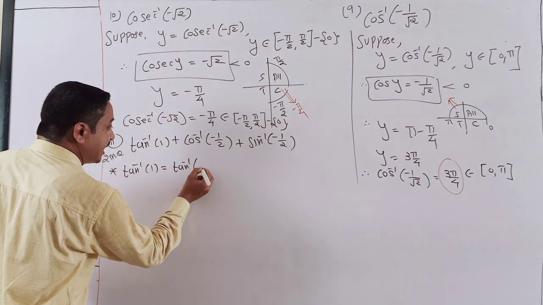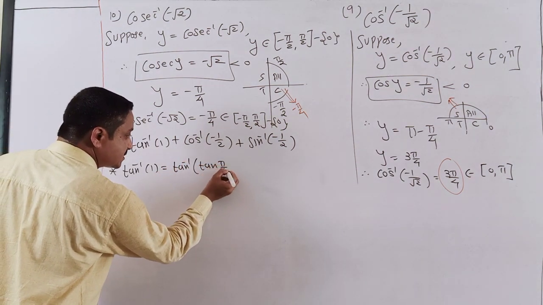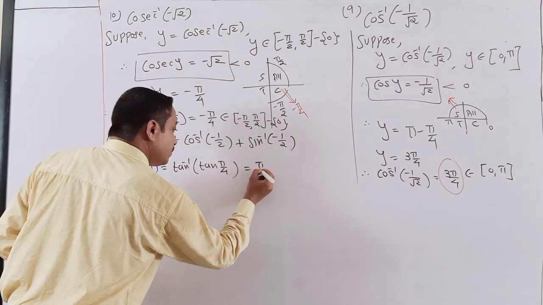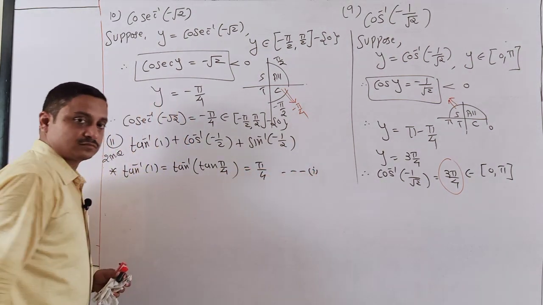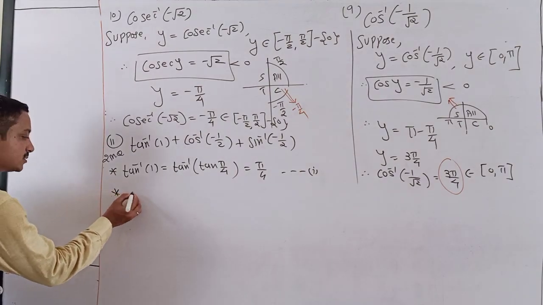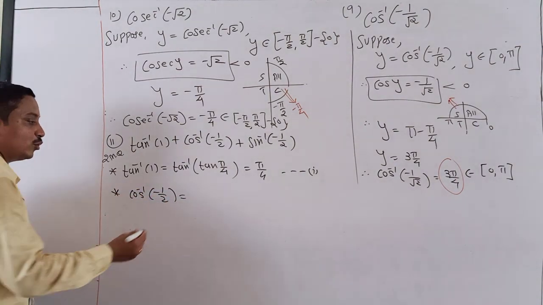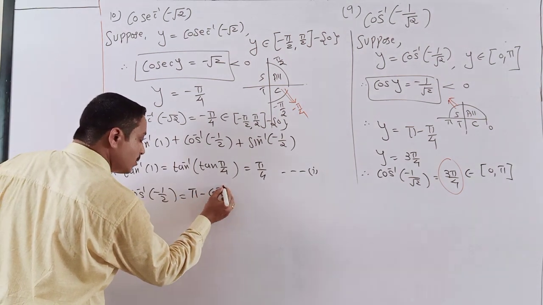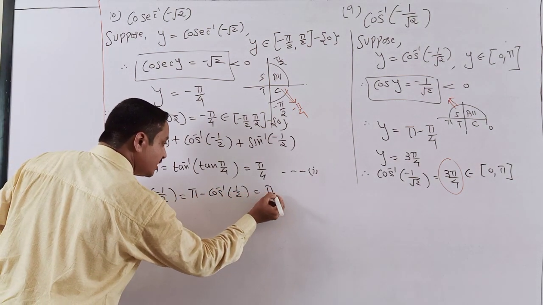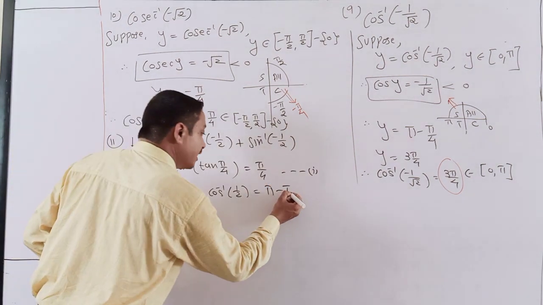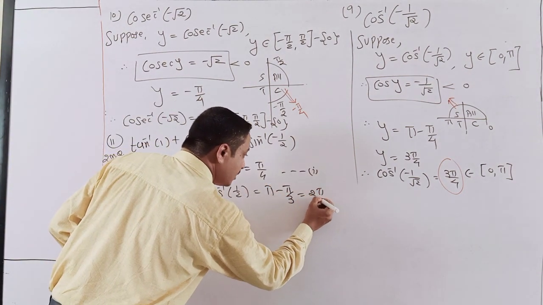Now here I create direct some steps quadrant wise: pi by 4, statement 1. Second one, similarly, students, cos inverse minus half. I already explained it to you. Second quadrant, cos is negative, cos inverse half, and when is it half? 60 degrees, pi by 3. My answer is 2 pi by 3.